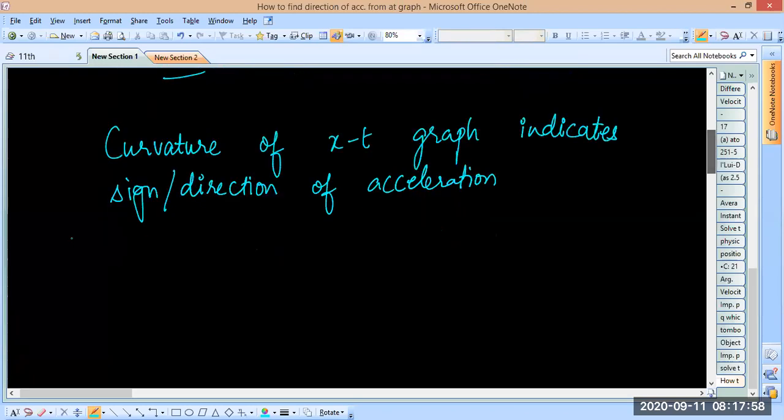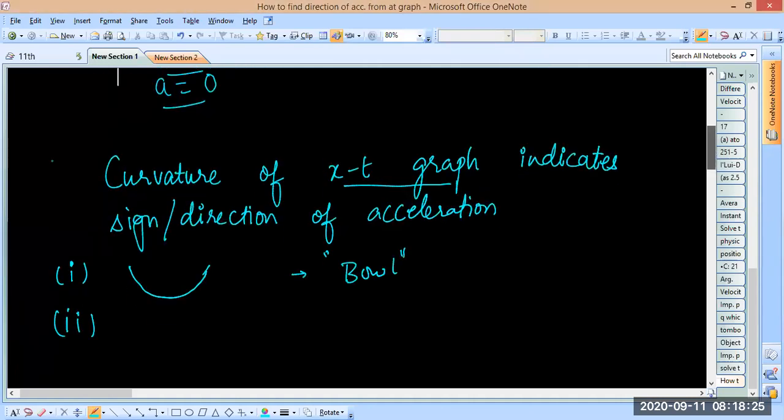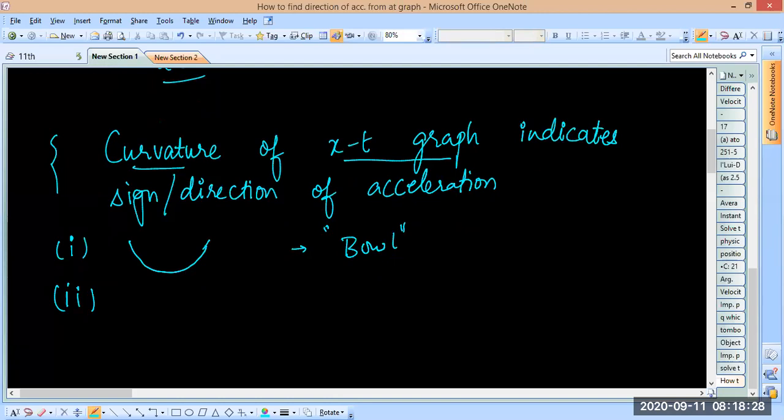Now along with this, there are two important points that you should remember. If the xt graph is like this, or a part of it, if it's like a bowl, right? Curvature means how the graph is curved, right? So how the graph is curved indicates the sign or direction of acceleration. That's what I'm saying.